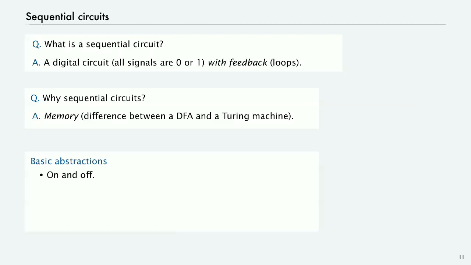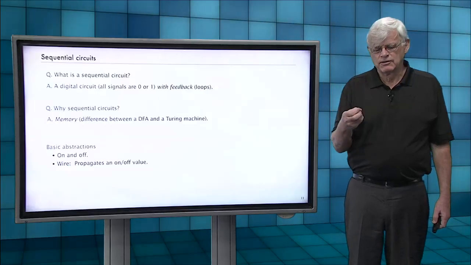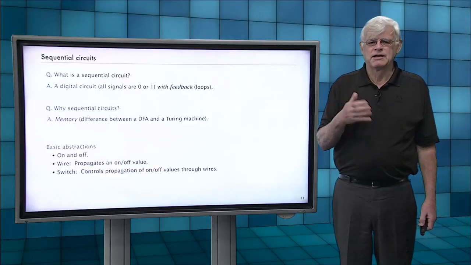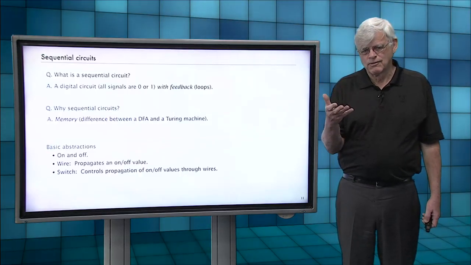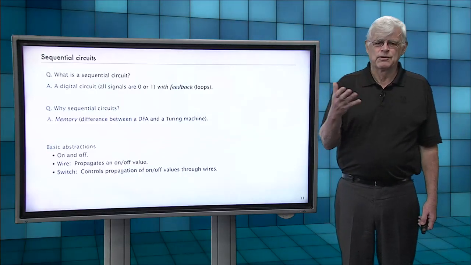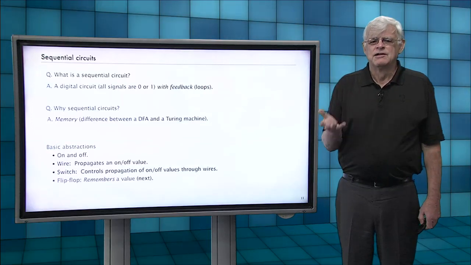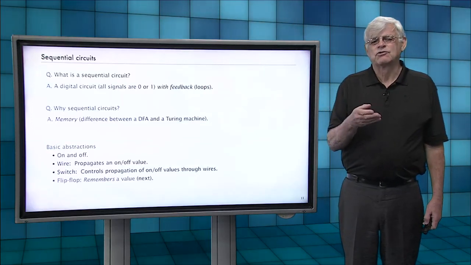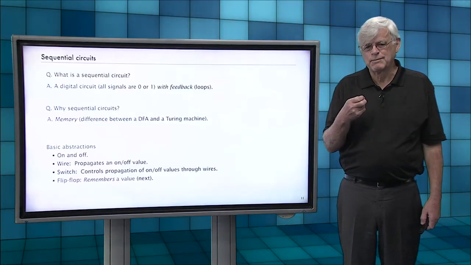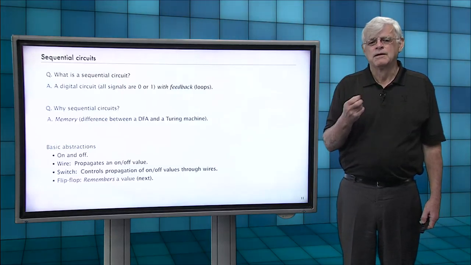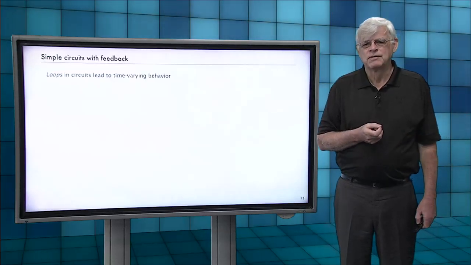But fortunately, we can get by with a pretty small set of basic abstractions, just as with combinational circuits. Again, we have on and off. We have wires that propagate on and off values. We have switches that we can control propagation through the wires. We're automatically controlling the switches. And now we're going to add something new, which is called a flip-flop. That's a very simple circuit with feedback that remembers a value. That's what we're going to talk about next.